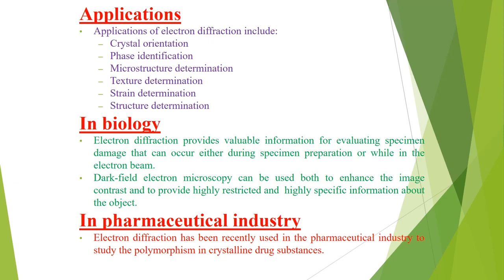So in biology, if we use an electron diffraction beam, it provides valuable information for evaluating the specimen, but it can damage the specimen either during the specimen preparation or during the examination through the electron beam. For this, dark field electron microscopy is used to enhance the image contrast and to provide highly restricted and highly specific information about the object.